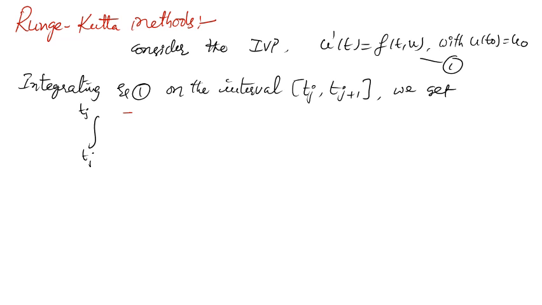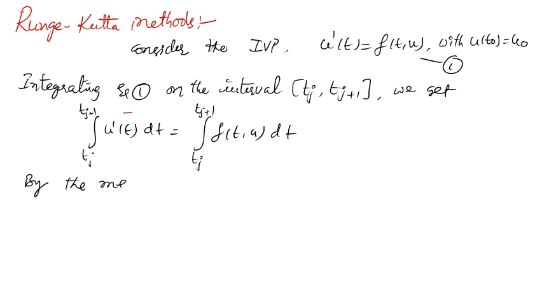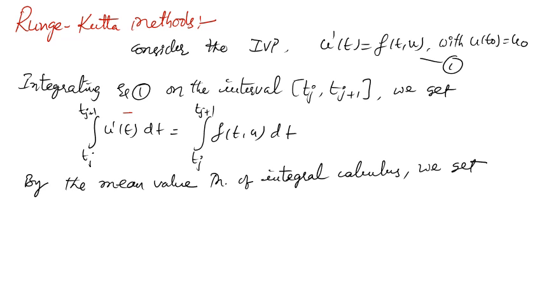integral from tj to tj+1 of u'(t) dt is equal to integral from tj to tj+1 of f(t, u) dt. Integration and derivative get cancelled, so u(t) between the limits tj+1 and tj gives u(tj+1) minus u(tj). Take u(tj) to the other side: u(tj) plus integral from tj to tj+1 of f(t, u) dt. Now this integral is evaluated by the mean value theorem of integral calculus.